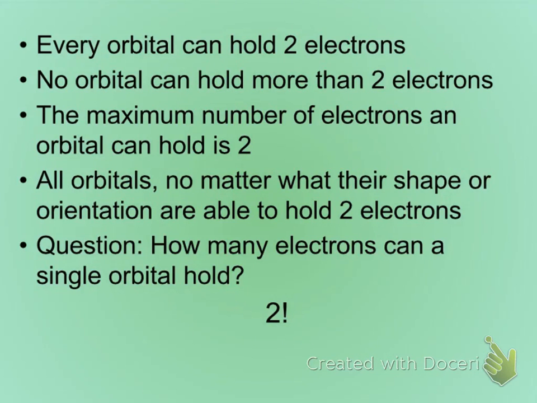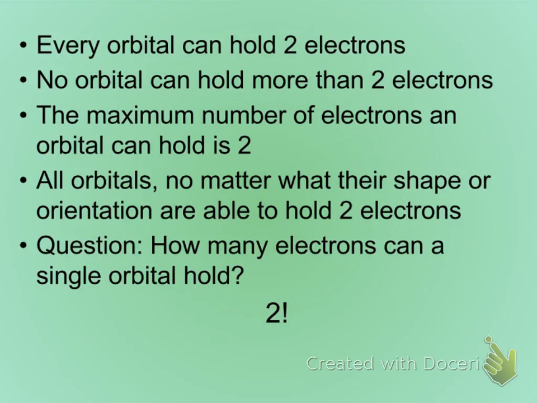Okay, so something that you may have already picked up on, every orbital can hold 2 electrons. There's no orbital that can hold more than 2 electrons. The maximum capacity of any orbital is 2 electrons. No matter what energy level, no matter what orientation, no matter what shape, an orbital can hold 2 electrons.